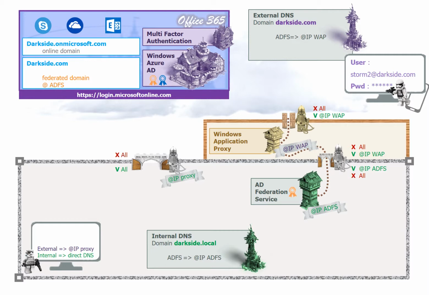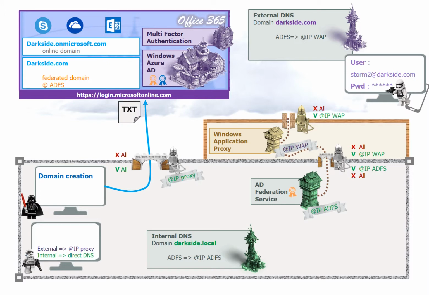Last point about DNS. I told you previously to trust me for the domain declaration, and now is later. So remember, Darth Vader declared the domain darkside.com on the tenant, but I did not detail how he proves that he owns the domain. Well, it is very simple. He just retrieves a TXT record specifically generated by Office 365 for his domain. You do not have to know what's in the TXT record. That is just understandable by Microsoft.